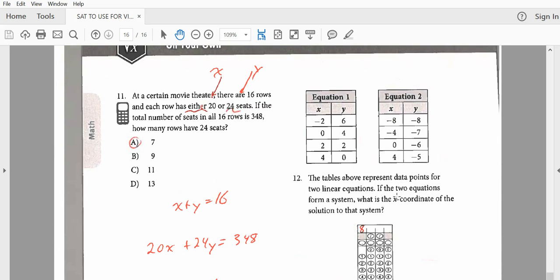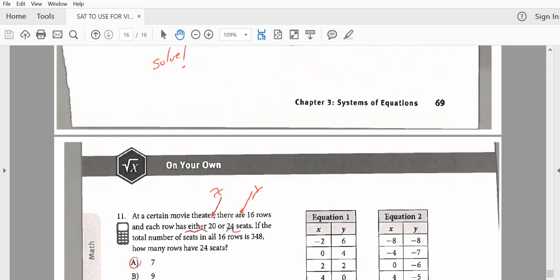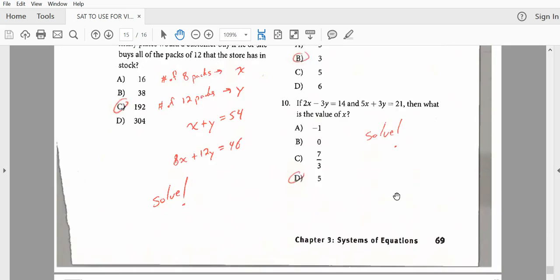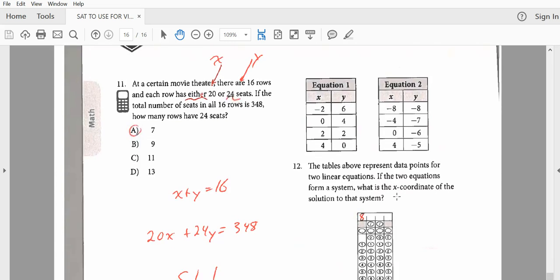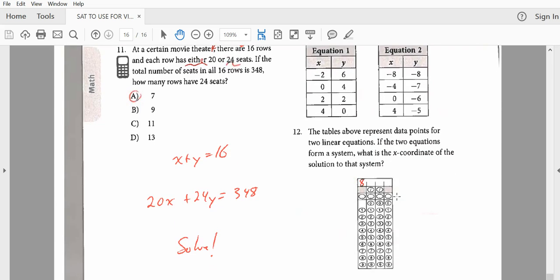Alright, here we have: at a certain movie theater, there are 16 rows, and each row has either 20 or 24 seats. If the total number of seats in all 16 rows is 348, how many rows have 24 seats? This is really similar to what we did in question 7. These are consistent types of problems you'll see: write the equation, solve.